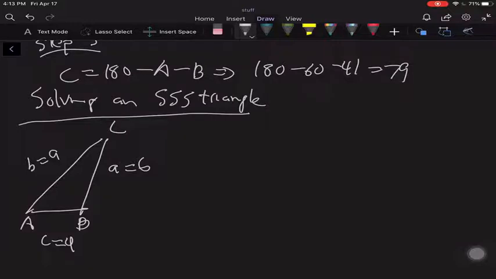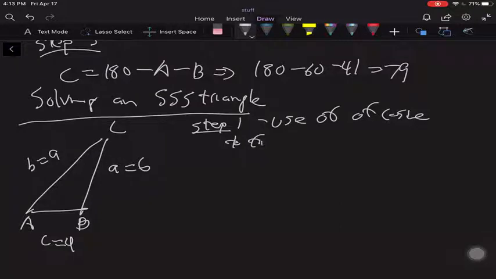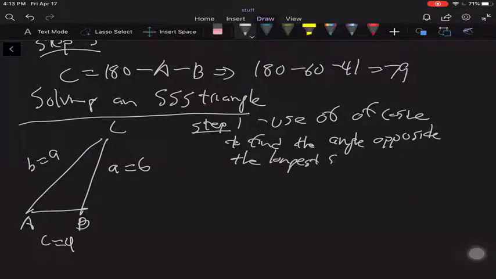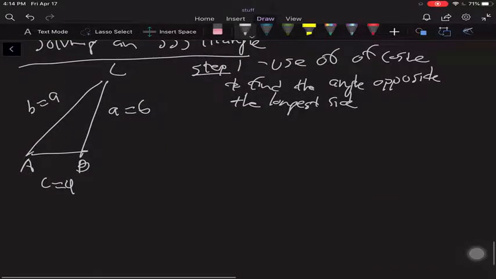So step 1, use law of cosine to find the angle opposite the longest side. So in this case, our longest side is going to be 9. So we're going to calculate for angle B down here. So we're going to use the following formula.